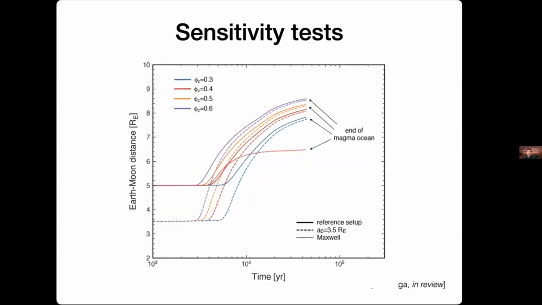And this is another set of sensitivity tests in which I change the critical melt fraction for the rheological transition. So 0.4 is the reference case. And if you change this to 0.3 or 0.6, as you can see, it doesn't change the result much.